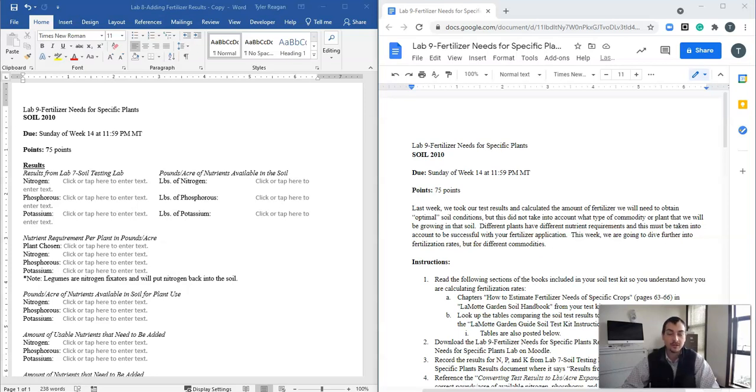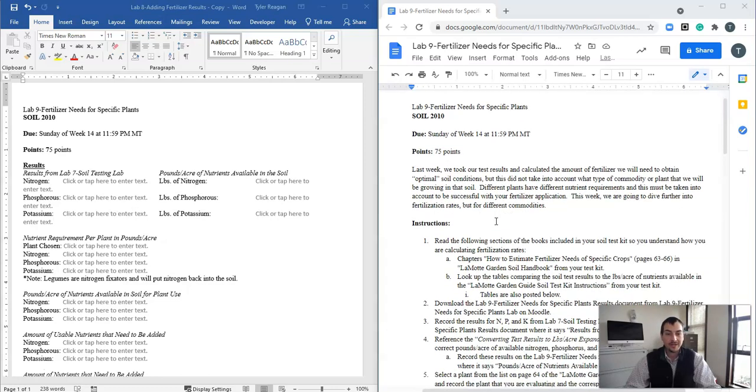They're in your garden kit, in your soil testing kit. And then we're also going to be using the Lamont Soil Handbook this week, and we're going to be generating some numbers and using some of the information in there. So what I would encourage you to do is read through how to estimate fertilizer needs of specific crops on pages 63, 64, and 65, on into page 66 of that soil handbook, and then also read the importance of organic matter in high yield crops on pages 66 and 67 of that same book.